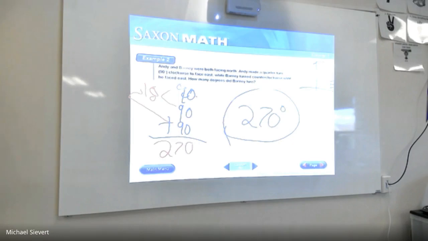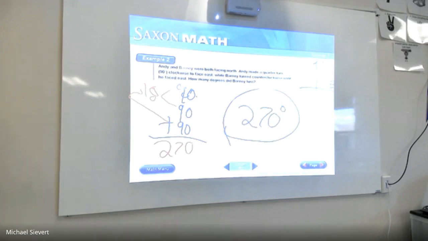Any questions how we found that? Kingston. What is the 270 degrees counterclockwise? Oh, because he turned counterclockwise. I would say, for me personally, as long as you have degrees in there, it's okay. You don't have to include the counterclockwise part, as long as you have degrees.